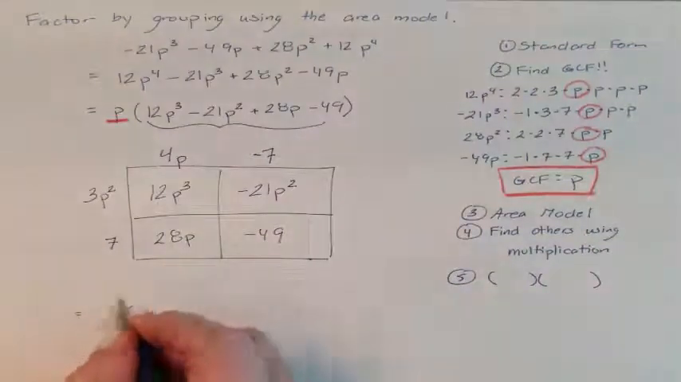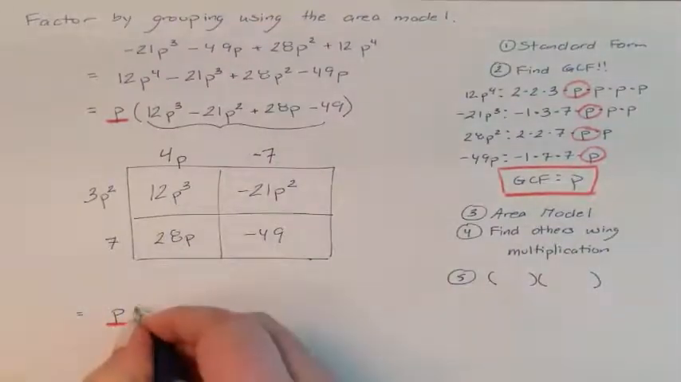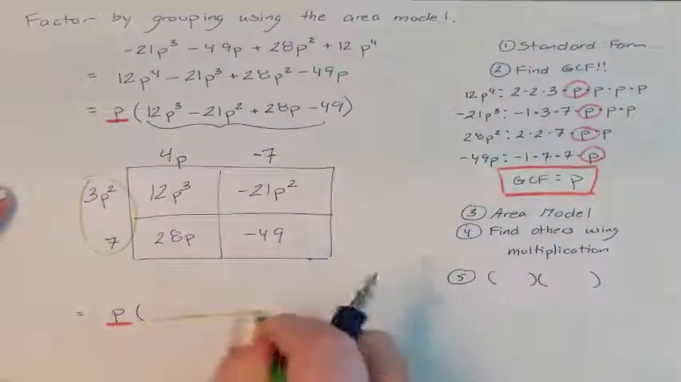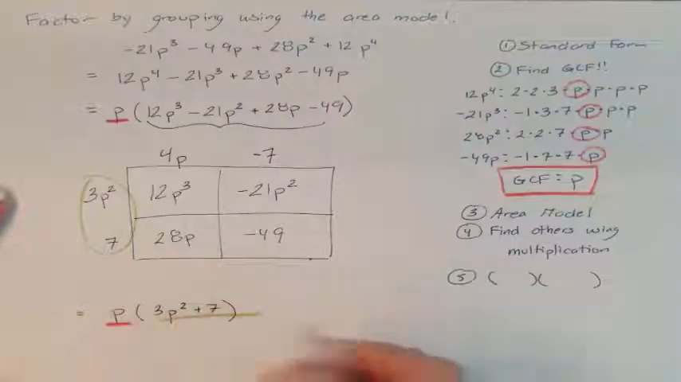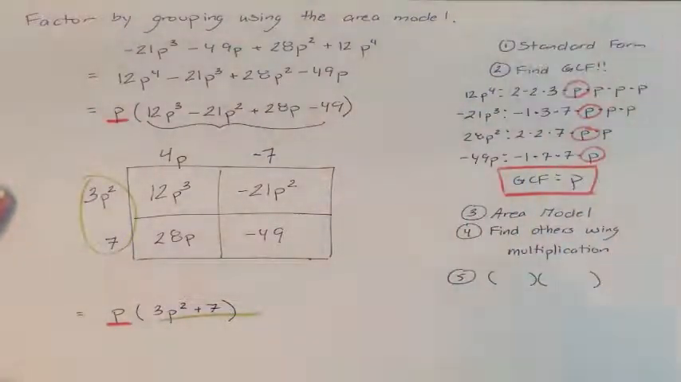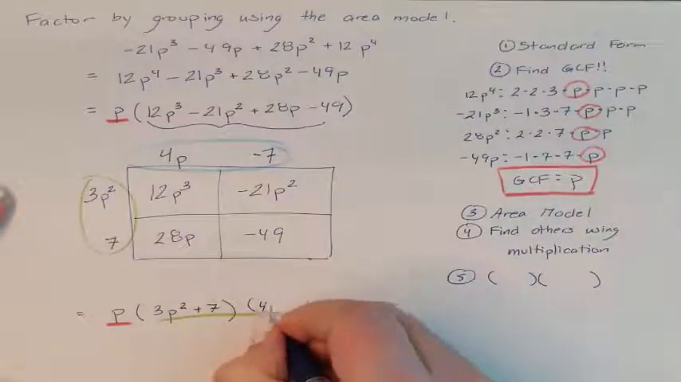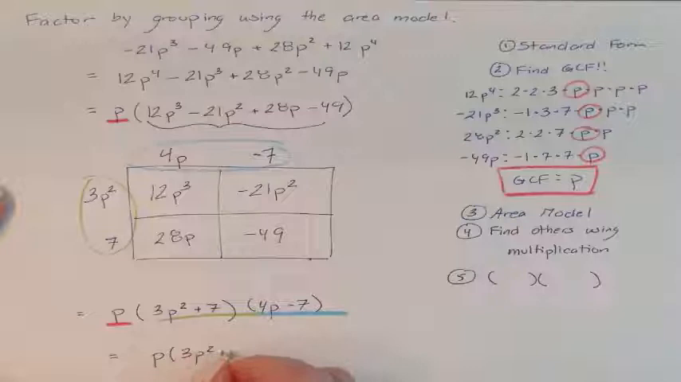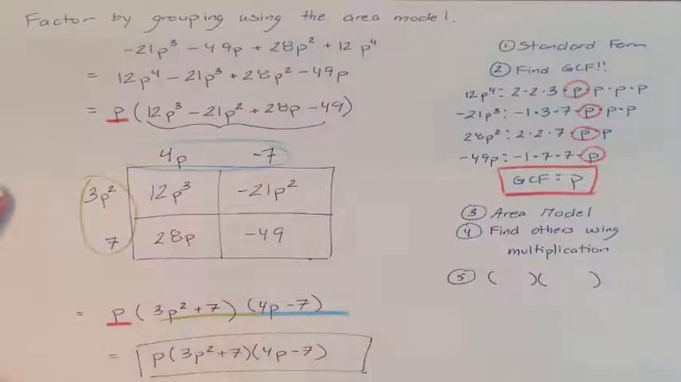I have to label my GCF first. Do not forget your GCF. And then inside my parentheses is the sides. So this side is going to give me my first parenthesis. So I have 3p squared plus 7. And then this side is going to give me my other parenthesis. So I have 4p minus 7. So if you want to see your final answer without all the colors, p, 3p squared plus 7, 4p minus 7. And this is our final answer, and we're done.